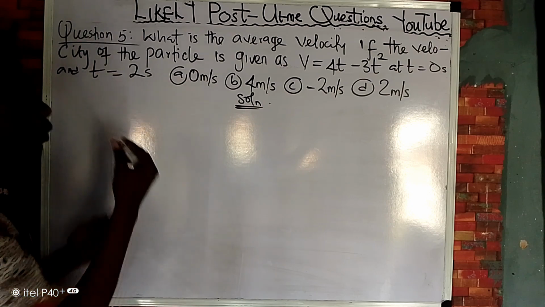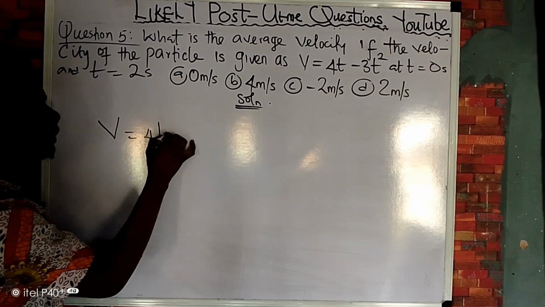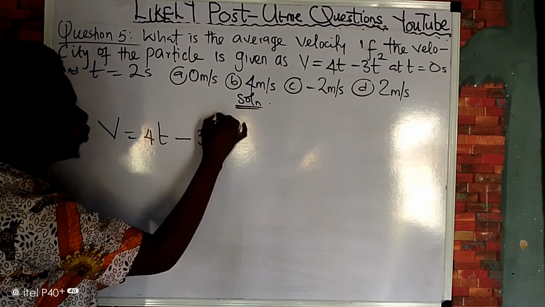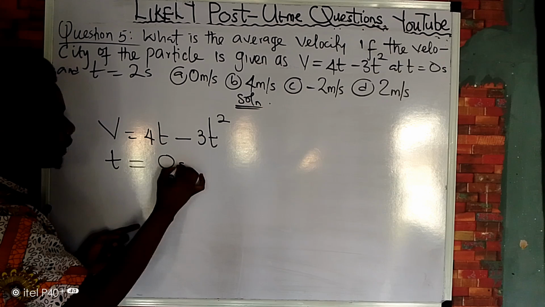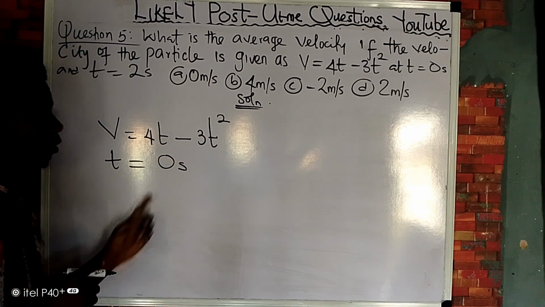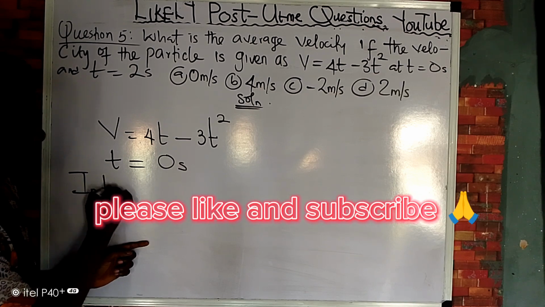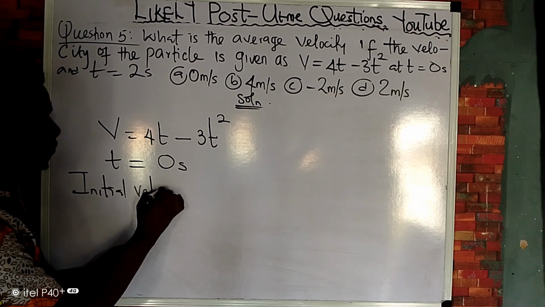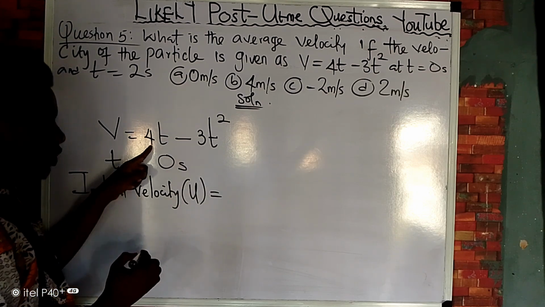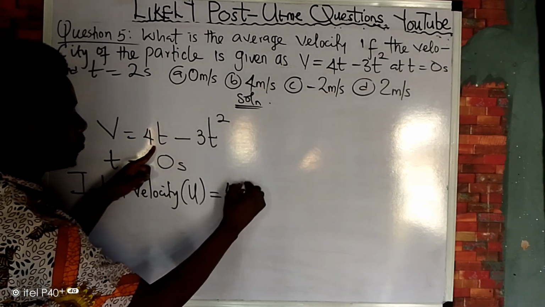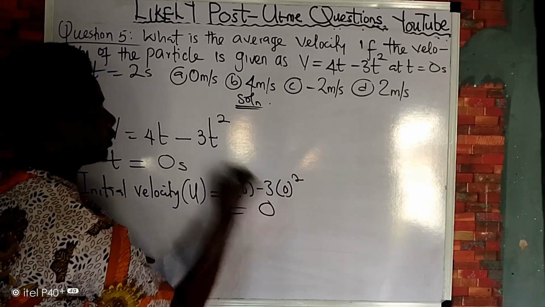So what do we have to do? Very easy. Now, if your velocity is equal to 4t minus 3t squared, the first time is equal to 0 seconds. So the velocity that we get from time equals 0 is called initial velocity. Our initial velocity, which is denoted as u, is equal to, whenever we see time, we put 0. So you have 4 bracket 0 minus 3 bracket 0 squared. All of this will give us what?